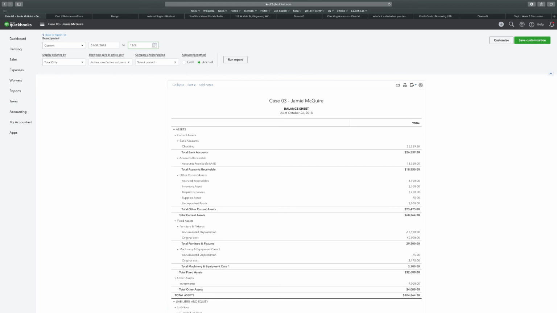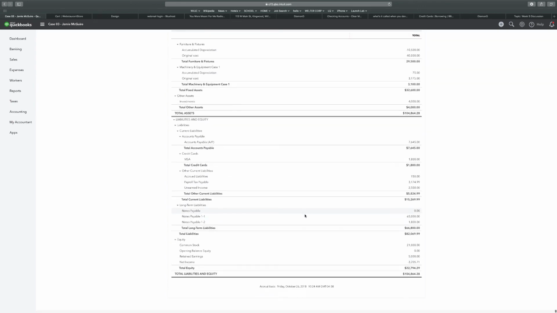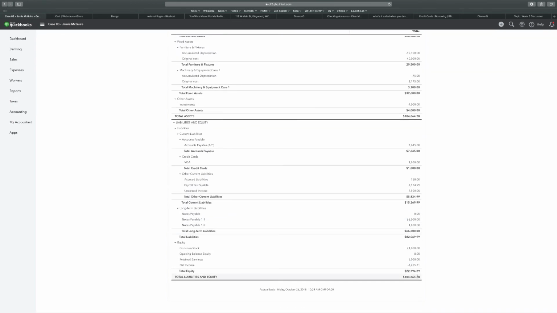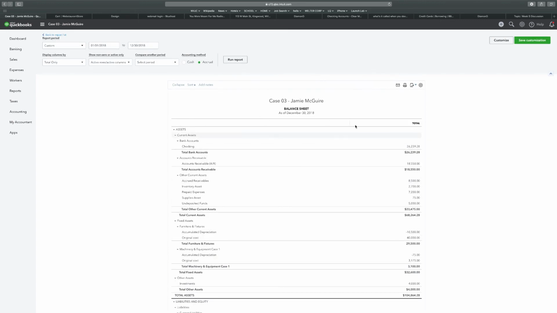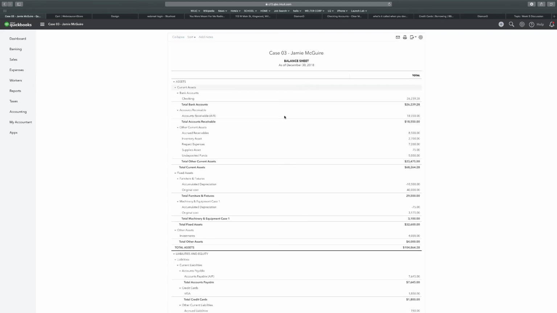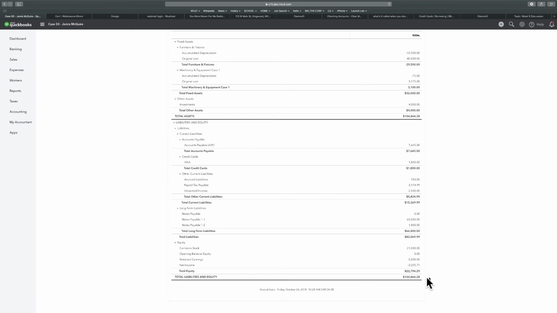So if I do 12/30 of 18, say, this is the end of case 1, and I hit Run Report, my total balance is 104,864.28. Now this balance will not change if I change this date. So I'm going to change this date to 3/3 of 18, which we didn't have any transactions between 3/3 of 18 and 12/30 of 2018. There was no transactions there. I'm going to hit Run Report, and I still have the same balance down here.